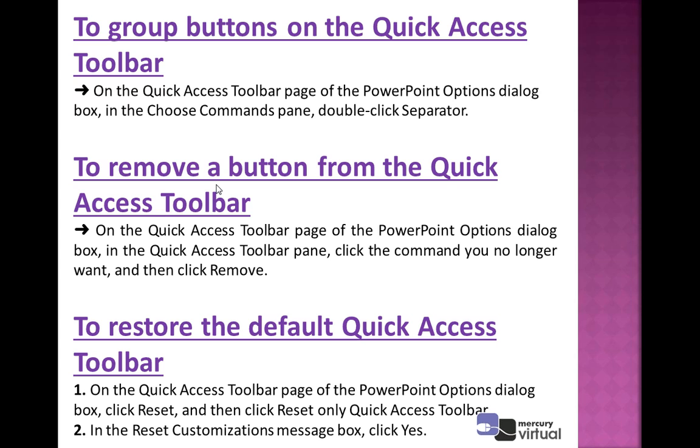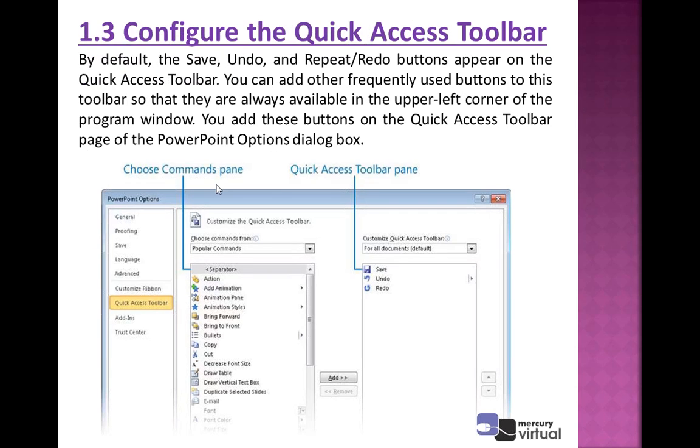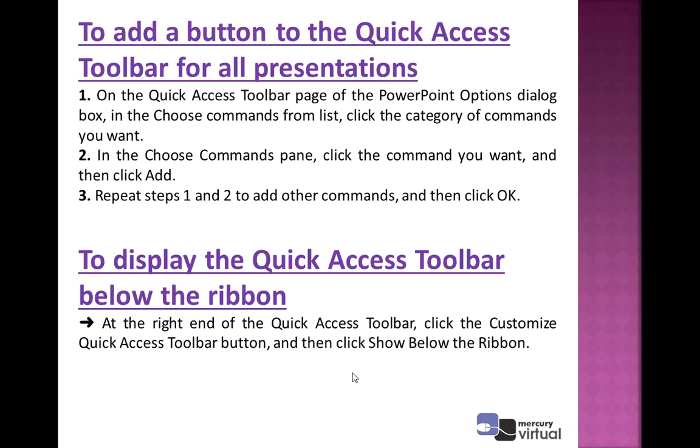First point is, in the quick access toolbar page of the PowerPoint options dialog box, click on choose commands. Like I told you, this is the quick access toolbar. Click on choose commands. Either you can choose all commands or you can choose popular commands. Then select the command, click on add and press the OK button. Then it will automatically be reflected in the quick access toolbar pane.